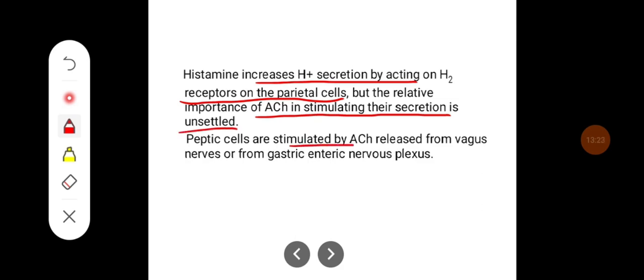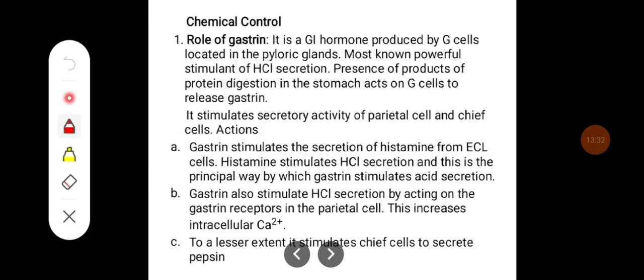Peptic cells are stimulated by acetylcholine released from the vagus nerve or from the gastric enteric nervous plexuses. Chemical control. Different chemicals play an important role. Gastrin is a GI hormone produced by G cells located in the pyloric glands, the most powerful known stimulant of HCl secretion.